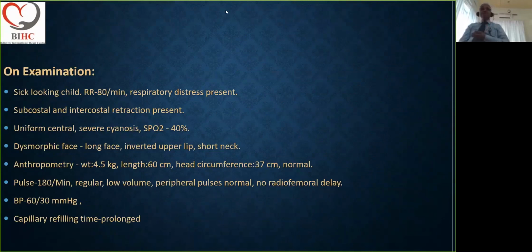The child has a little dysmorphic face. Anthropometry shows a weight of 4.5 kg, length of 60 centimeters and a head circumference of 37. Pulse is 180 per minute, regular, low volume. Peripheral pulses are normal, no radiofemoral delay. Blood pressure is 60/30. There's a prolongation of the capillary filling time.